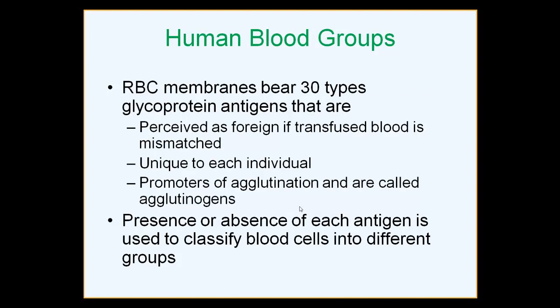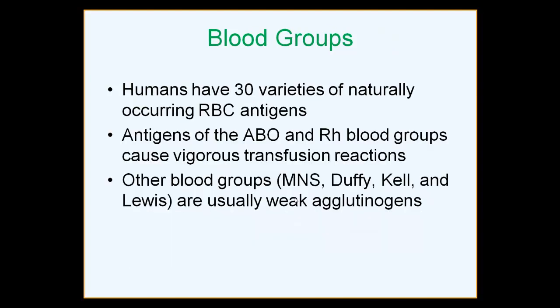The presence of these proteins will determine what we call the blood groups, the A and the B and the O. We did discuss that together. And in addition to them, we have 30 other types of proteins that may or may not be present on the surface of the red blood cell.